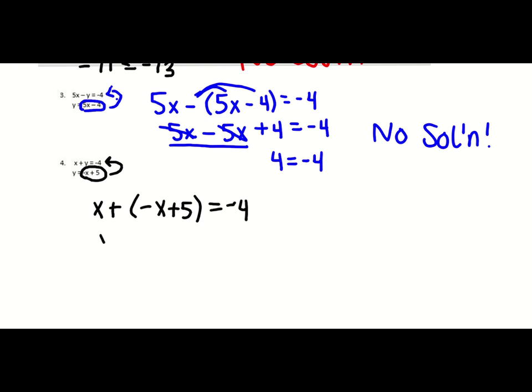I'm going to simplify. x plus negative x could just be minus x. Plus 5 would be plus 5 equals negative 4. x minus x will cancel out, so I have 5 equals negative 4. Since 5 is not equal to negative 4, it's not the same thing, this one is also no solution.